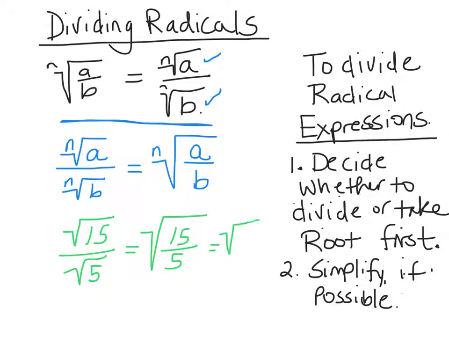So 15 divided by 5 is 3. So that's going to give me the square root of 3. And I actually can't simplify that any further. So this is my answer. Okay? Let's take a look at a few more. Okay, what about this one?